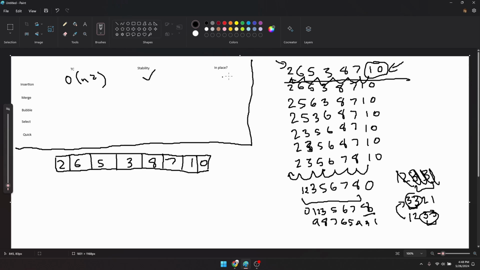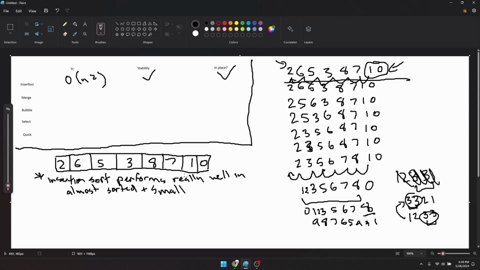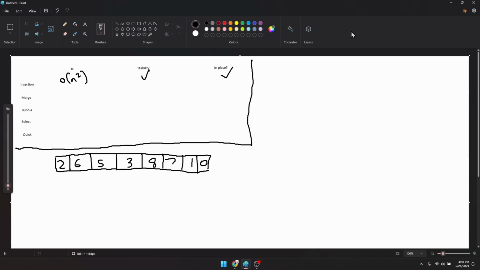And in-place means that a sorting algorithm will not make new data structures to sort. It will only alter the array that it's currently processing. In this case, insertion sort is also an in-place algorithm. Furthermore, we know that insertion sort performs really well on almost sorted arrays, so arrays that are close to the solution, and small arrays, which is important for a topic that we're going to talk about later, which is Tim sort. Now, moving on to our next sorting algorithm, we're going to be talking about merge sort.